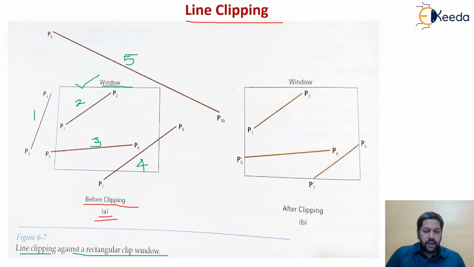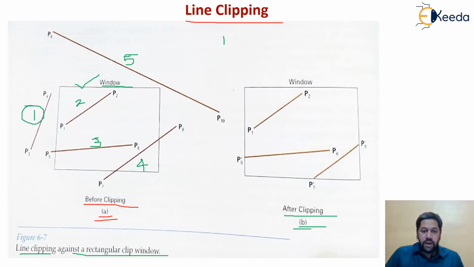So this is my window. It is easy for you because we apply the visibility test. Suppose my line number 1, P3, P4. What happened to this line? As per our test, this line is totally invisible, so it is not displayed in the after-clipping diagram B.